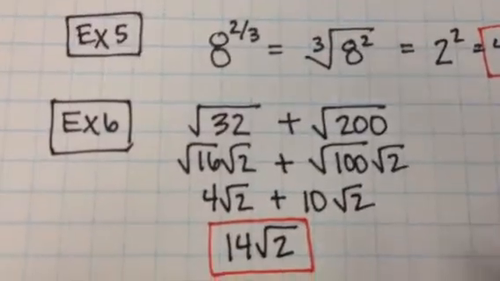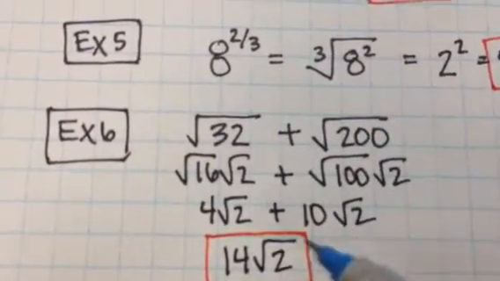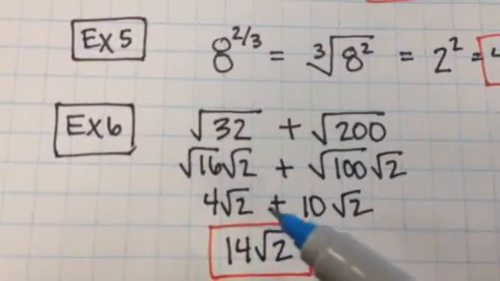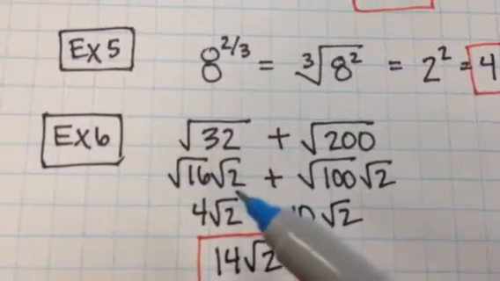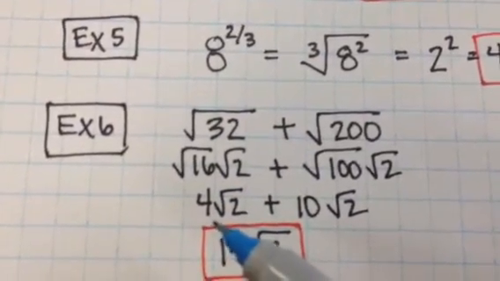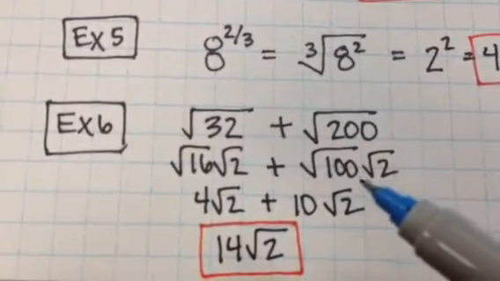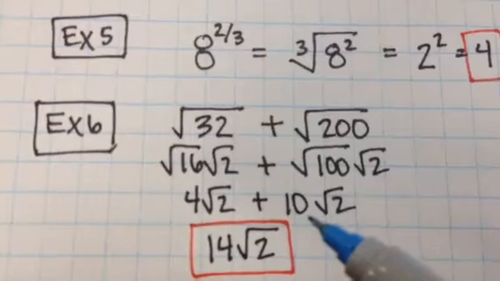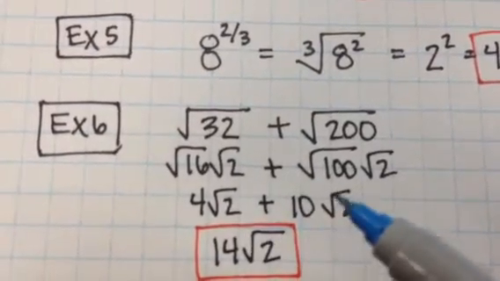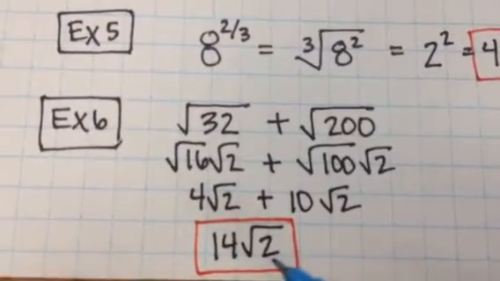If you see addition between roots, then you've got to break them down and get them to where they're the same root before you can add them together. So root 32 would break down as root 16 and root 2. The square root of 16 is 4. Root 200 breaks down as root 100 times root 2, and the square root of 100 is 10. Now that we have a common root, these are like terms, or you could think of it as factoring a square root of 2 out, and then you add 4 plus 10 to get 14 roots of 2.